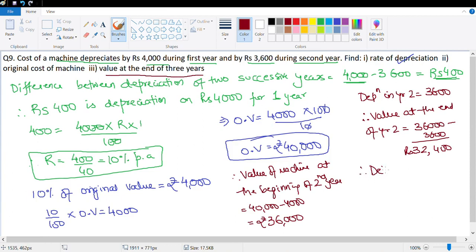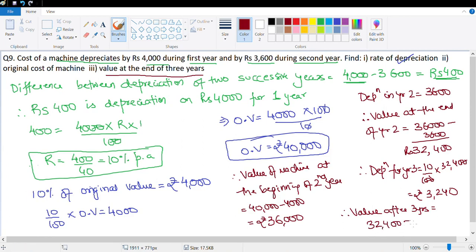They want value at the end of 3 years. Therefore, depreciation for year 3 will be equal to 10 percent of 32,400, which is equal to 3,240. Yes, 3,240, 10%, 3,240. Therefore, value after 3 years will be equal to 32,400 minus 3,240, which is equal to rupees 29,160. So that's the value of the machine after the end of 3 years.